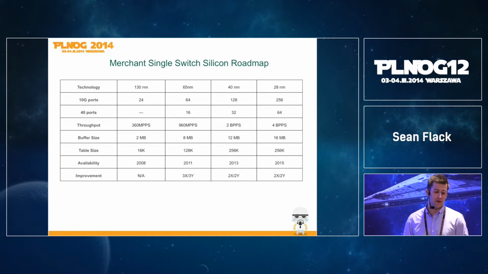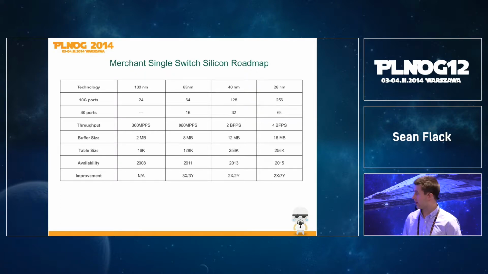Then we moved into 2011, down to a 65 nanometer transistor size, 64 ports of 10 gig, so very similar to the Trident Plus chipset that we see many vendors using. 16 40 gig ports, nearly 1 billion packets per second, and the buffer is quadrupled.